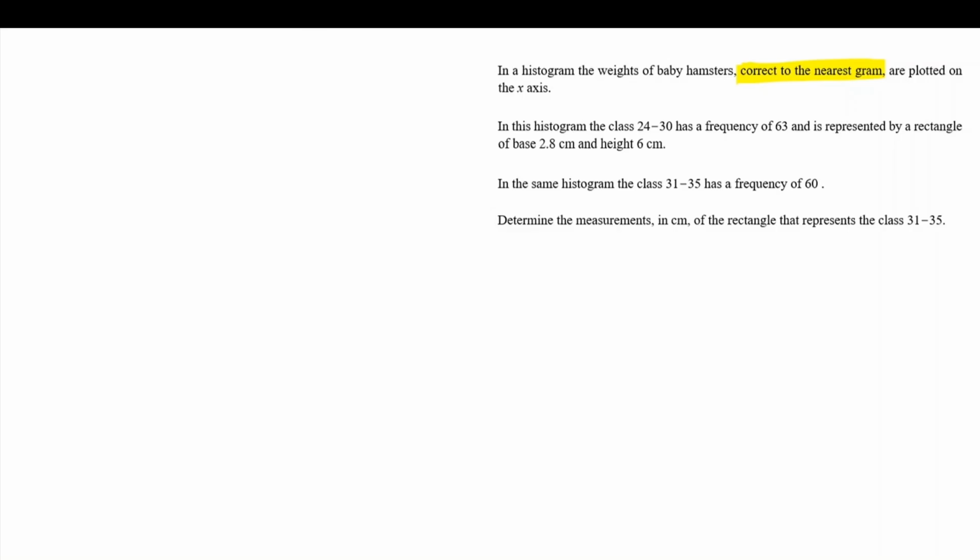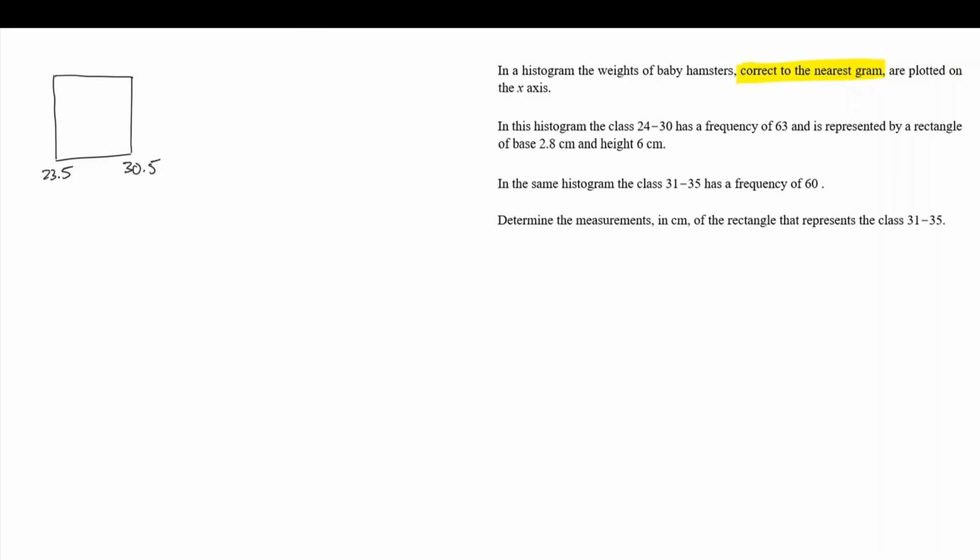In the next sentence, we're told that in this histogram, the class 24 to 30 has a frequency of 63 and is represented by a rectangle of base 2.8 centimeters and height 6 centimeters. I'm going to represent that, remembering these have been rounded to the nearest gram. So instead of 24, I know that the lower boundary is 23.5. And instead of 30, I know the upper boundary is 30.5. This is what we would have had before we rounded.